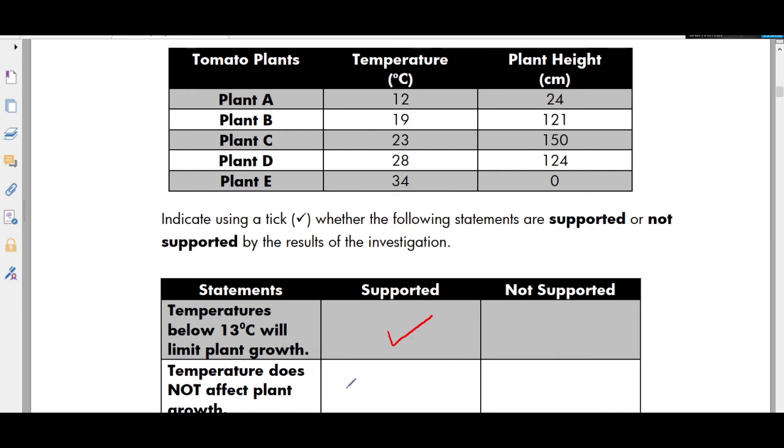Temperature does not affect plant growth. Is this statement supported by this? No, because based on what I'm seeing here, plant growth is affected by the temperature. So I would put not supported here. Let's make our mark. Okay, that's not supported.